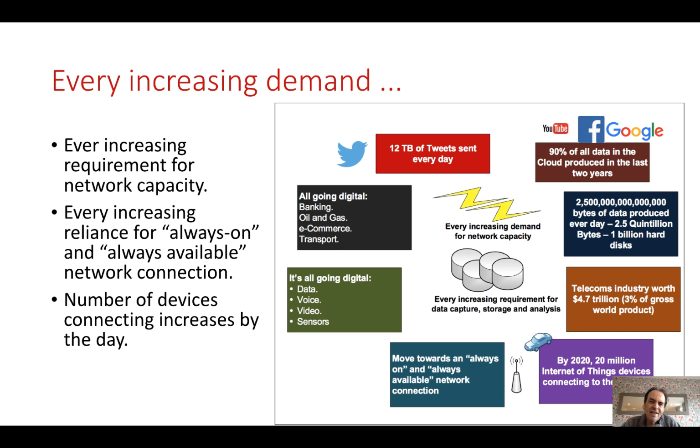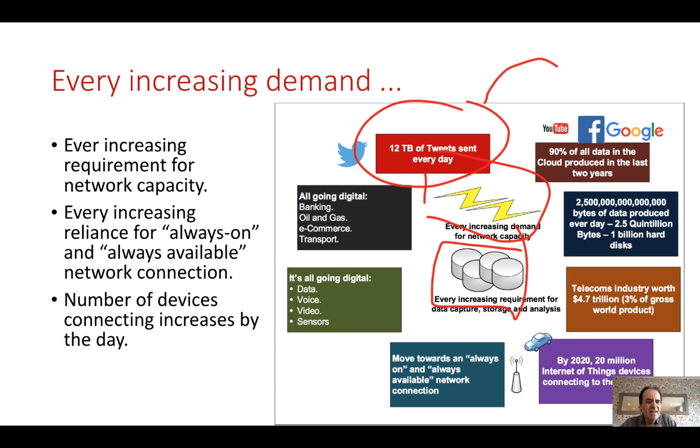And what we have is really an increasing demand for both data and capacity. The growth of the internet has generated a whole lot of new traffic, and we become more and more dependent upon the internet and the cloud every single day. 12 terabytes of tweets are sent every day. 90% of all the data that we've produced in the cloud was produced in the last 2 years, and we're probably just on the cusp of a massive increase in the amount of data that we create, propagate, and also consume.